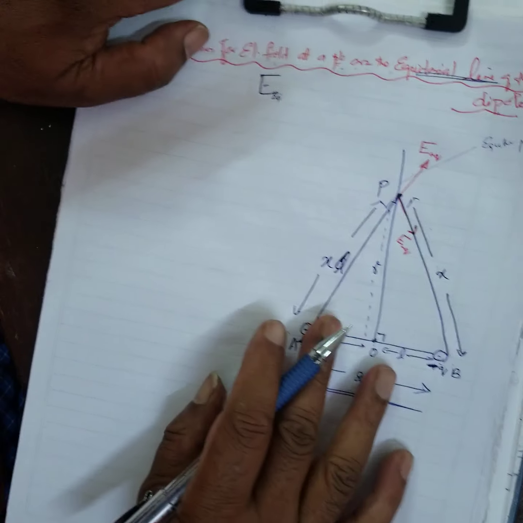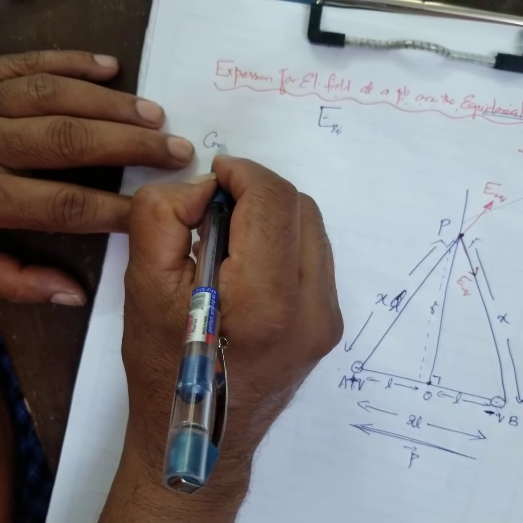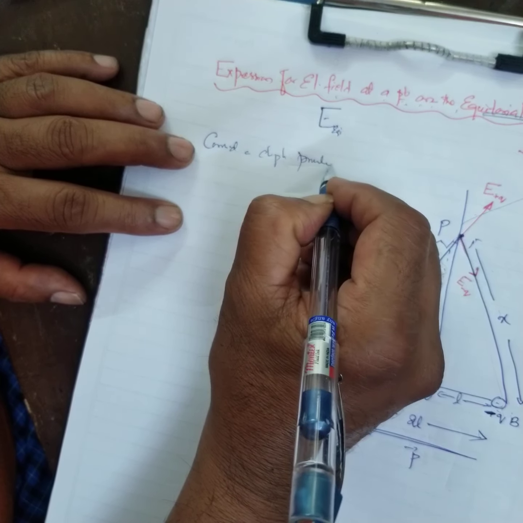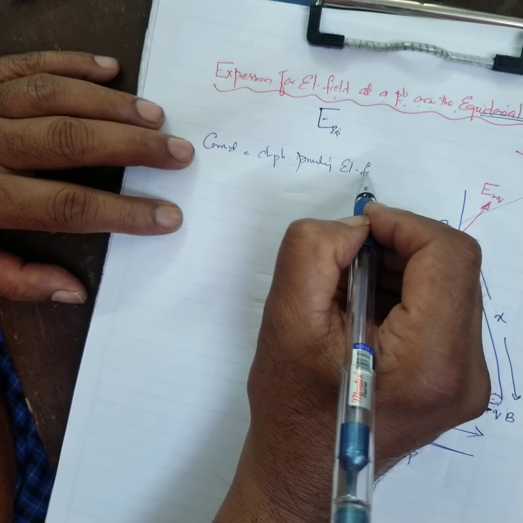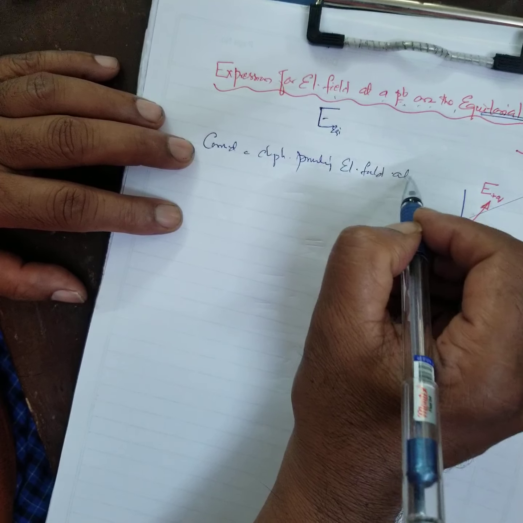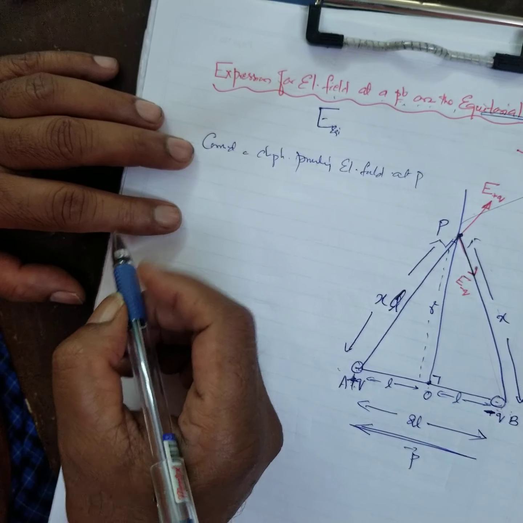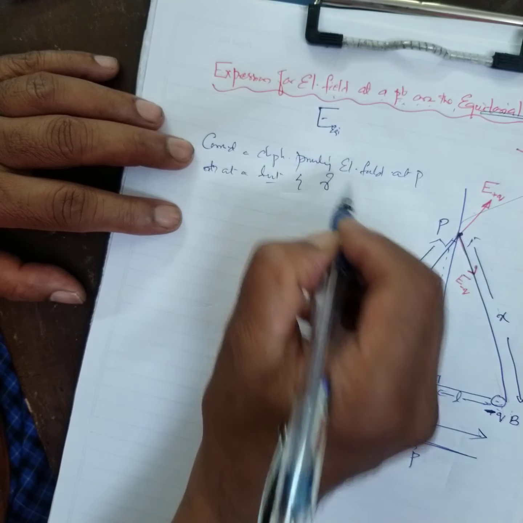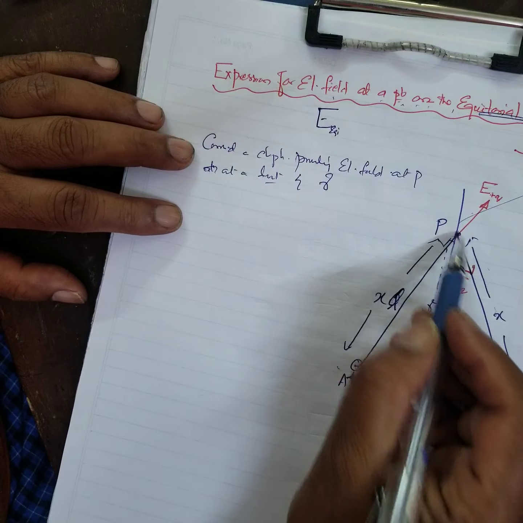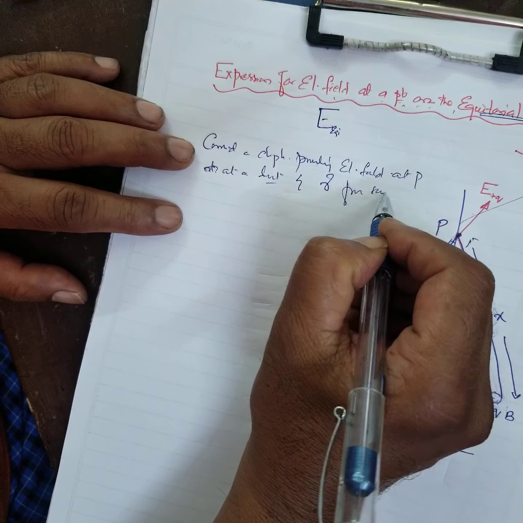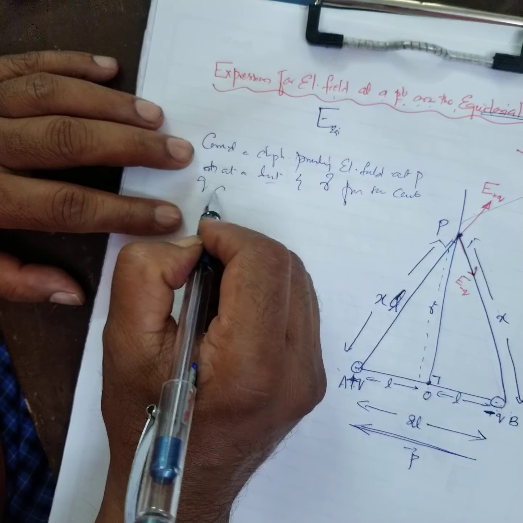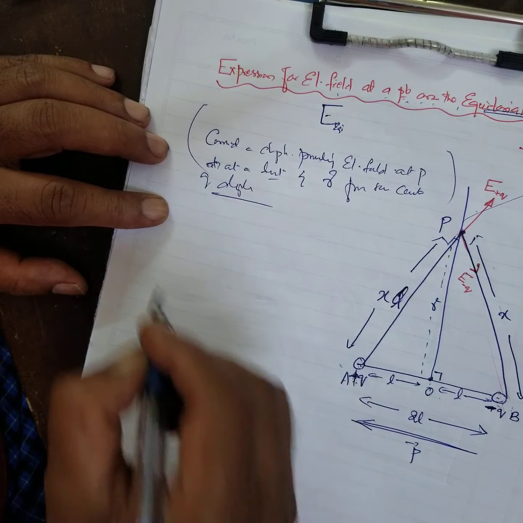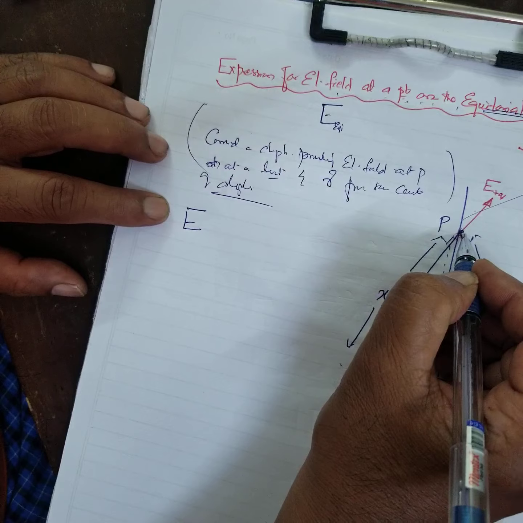Here, how to write? Consider a dipole producing electric field at P at a distance of R from the center of the dipole. This sentence you know how to write it. Dipole, R is the distance. Then the electric field at P.